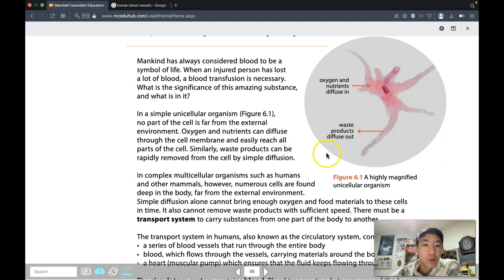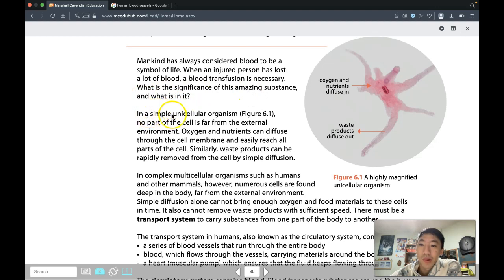So this is a unicellular organism. Let's talk about this first. Man has always considered blood to be a symbol of life. When an injured person has lost a lot of blood, a blood transfusion is necessary. What is the significance of this amazing substance, and what is in it?